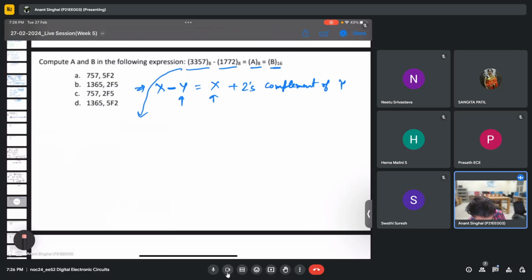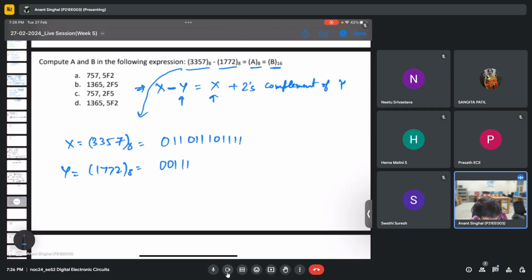So in this, x is 3357 to the base 8, and we already know the conversion part now. So 011 011, then 5 is 101 and 7 is 111. Y is 1772 to the base 8, so 1 is 001, 111, 111, 010. Now to convert a number into 2's complement, we have a method. We convert it into a 1's complement, and then we add 1 to that number, and that will give us the 2's complement.